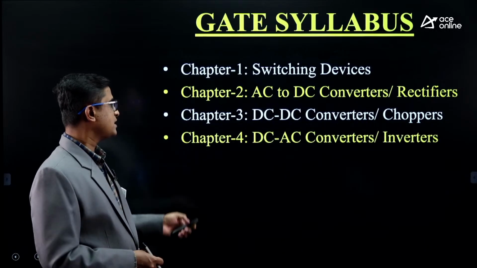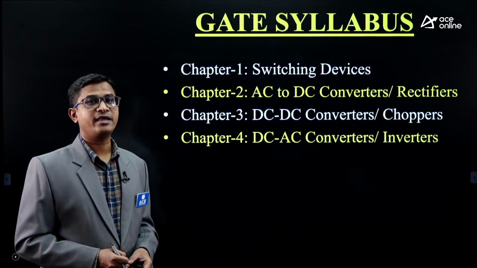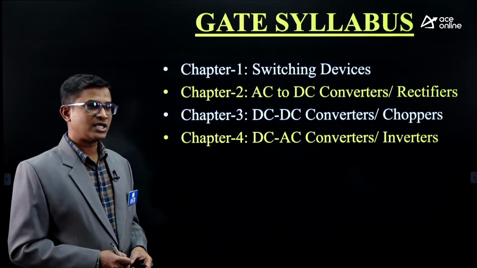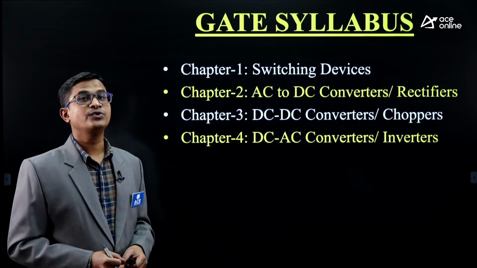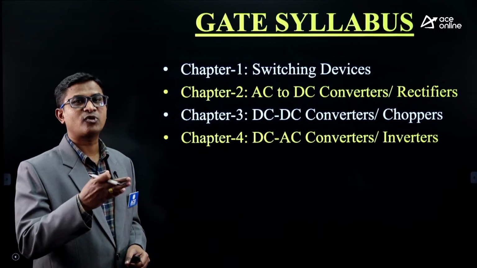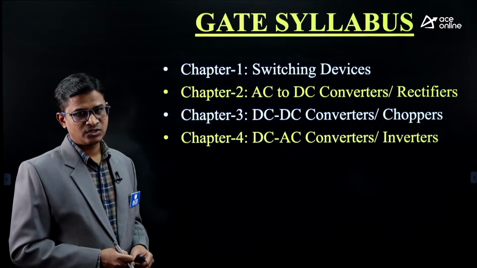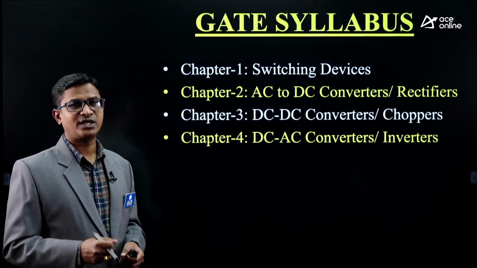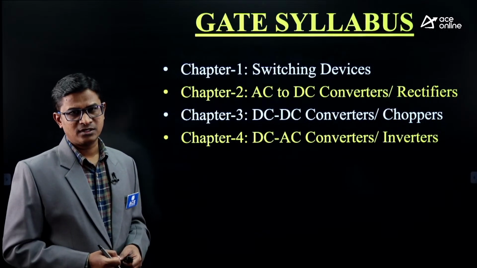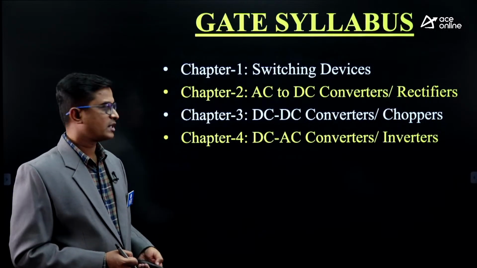Next is chapter 4, DC to AC converters, also known as inverters. This is the circuitry which gives the output in the form of variable voltage, variable frequency. That's why in real life it finds a large number of applications. Inverter is the most popular converter we have.